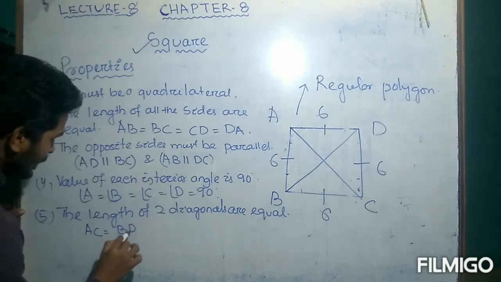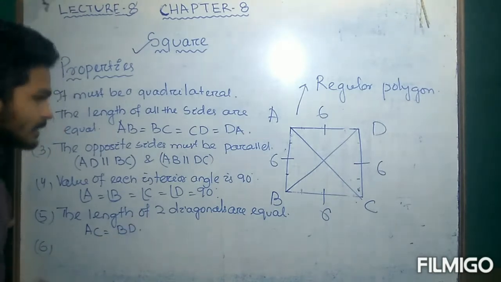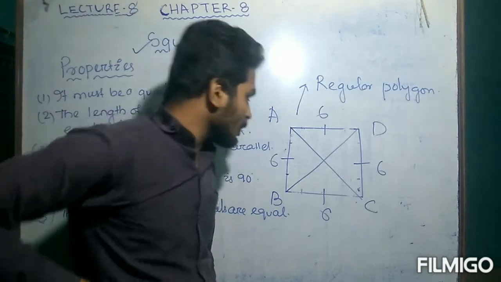AC is equal to BD. Understood? This is the fifth property. Next property, sixth number property.